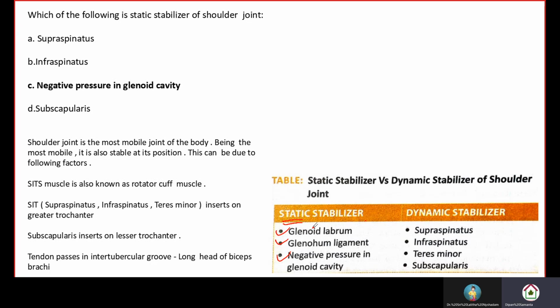And dynamic stabilizers include supraspinatus, infraspinatus, teres minor, subscapularis. All these muscles are dynamic stabilizers. So shoulder joint is the most mobile joint of the body. Being the most mobile, it is also stable at its position. Highest mobility, lowest stability.